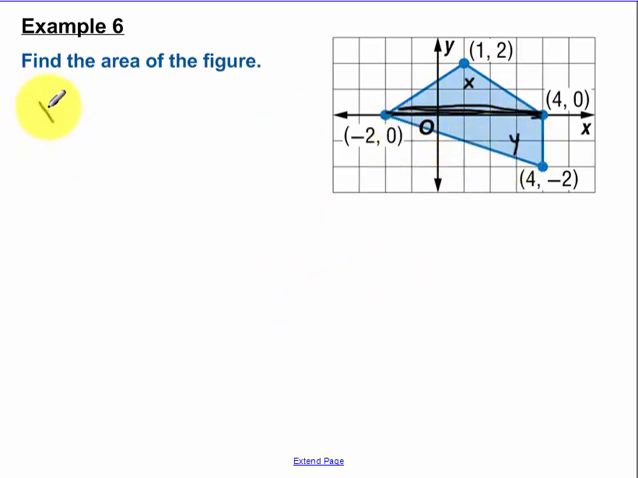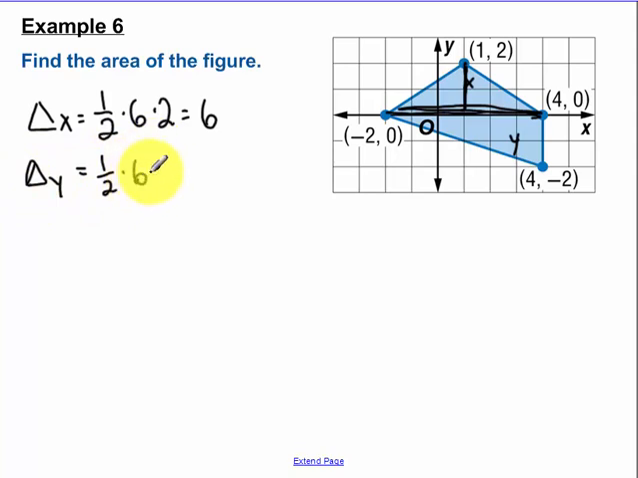So the area of triangle x is 1/2 my base length, which is 4, 5, 6, times the height from one vertex perpendicular to that base that we just found, which is 2. So that area is equal to 6. We're going to add to it the area of this other triangle, triangle y: 1/2 base times my height, which is also 2. Oh, look, 6. Add those two areas together, and we get 12.